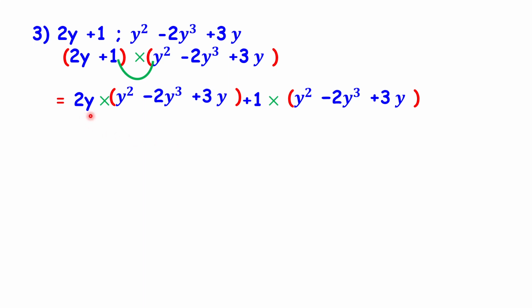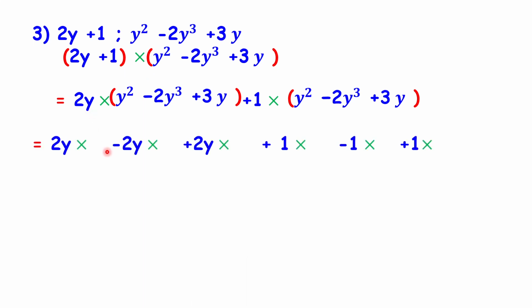Multiplying by this second term to the second bracket, we will get plus 1 into y square minus 2y cube plus 3y. Now to open the bracket, we multiply by 2y to each term of the bracket. The first term in the bracket is y square. Multiplying by 2y to the first term y square, we will get 2y into y square. Minus sign as it is. Multiplying by 2y to the second term 2y cube, we will get 2y into 2y cube. Plus sign as it is. Multiplying by 2y to the third term 3y, we will get 2y into 3y.